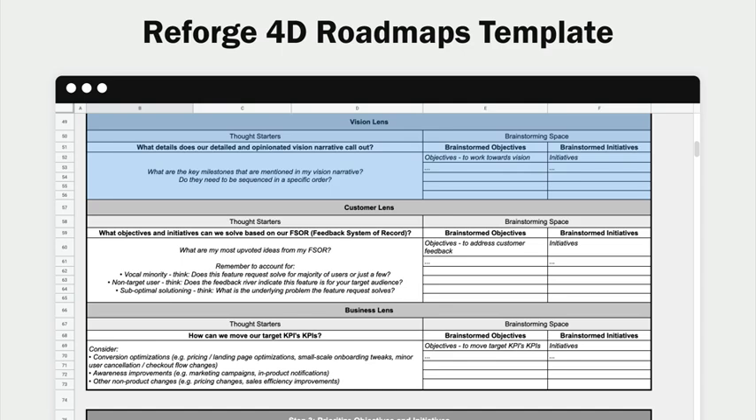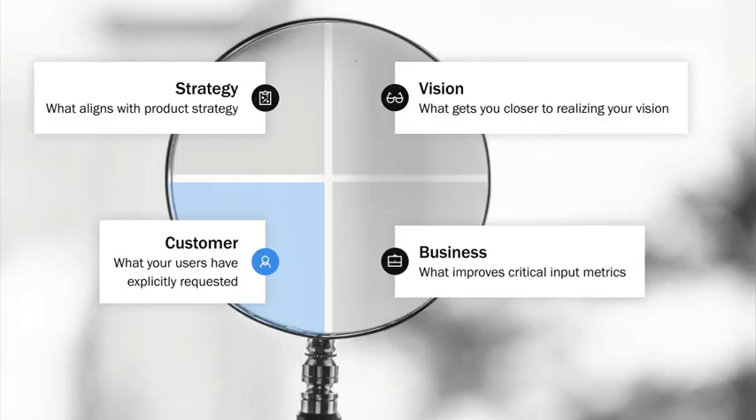Using this knowledge, take the time to think about what objectives and initiatives you would have for the vision section of your Reforge 4D Roadmaps template. Break down your vision into distinct objectives and initiatives, making sure to order them as needed if certain milestones must happen before others. Now, let's talk about the customer lens.